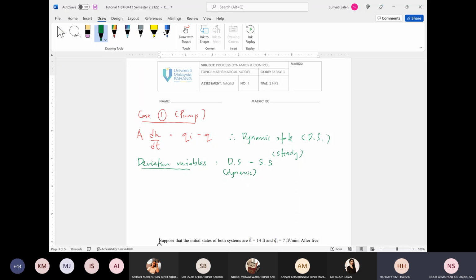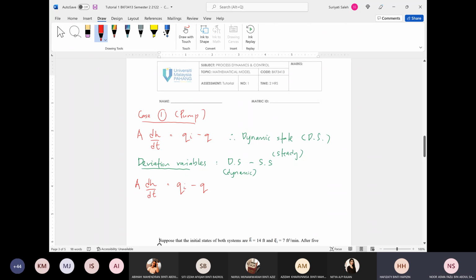So you have A dH/dt equals Qi minus Q. The deviation variable is the difference between the dynamic state minus the steady state. To obtain the steady state equation, we just follow the same mathematical model, A dH over dt equal to Qi minus Q. Normally, to differentiate between the dynamic and the steady state equation, we include a different symbol for our variable.